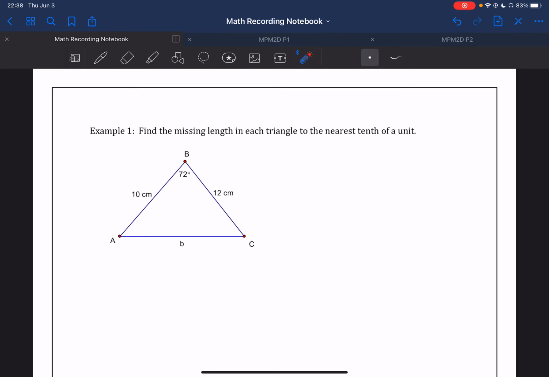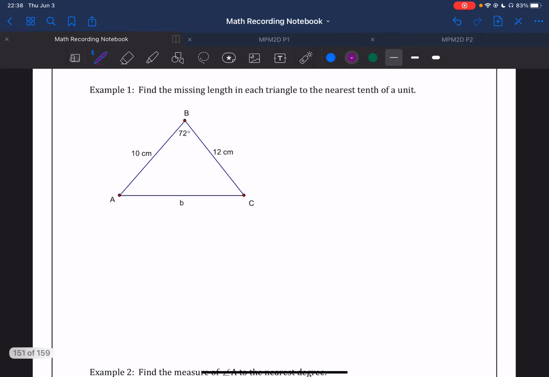Example 1 is the same sort of idea. We have 10 centimeters, 12 centimeters, and in between these two, we have a contained angle, and that is angle B. So if we're trying to find B to the nearest tenth unit, we set up our equation with it being B squared. So B squared equals A squared plus C squared minus 2AC cos B. We put in all of our information. A is 12 squared plus 10 squared minus 2 bracket 12 bracket 10 cosine of 72.